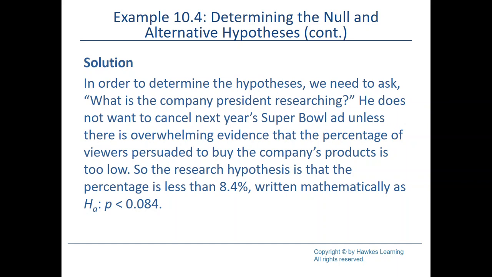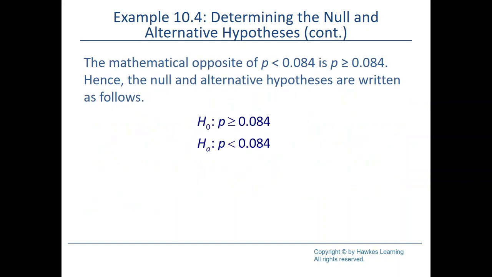Now again, written mathematically would be P is less than 0.084. Again, 8.4% switched to a decimal is 0.084. Well, the opposite of a less than symbol will be a greater than or equal to symbol. So my null hypothesis is that P is greater than or equal to 0.084. Now, one thing you'll notice is that no matter what, these are always the same number that's written in these two. The only thing different between my null and my alternative hypothesis is the symbols. So they should have the exact same numbers going between them.